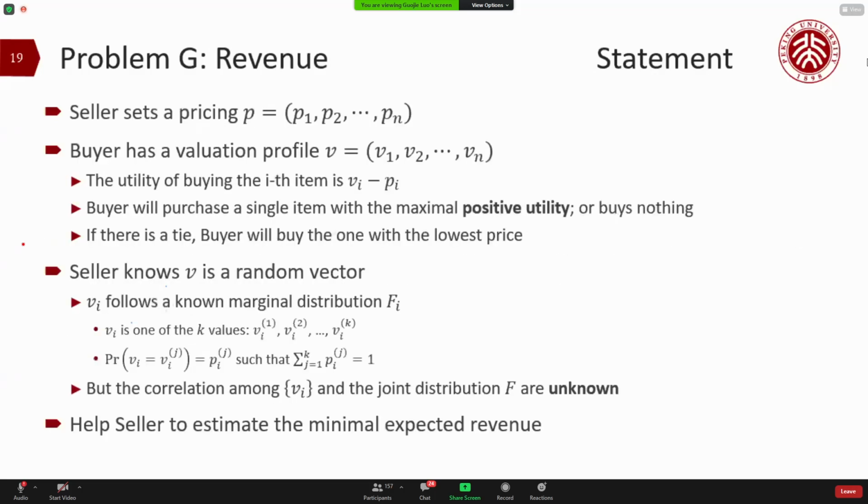And let's see this one. Problem G, revenue. So let's read the problem again.